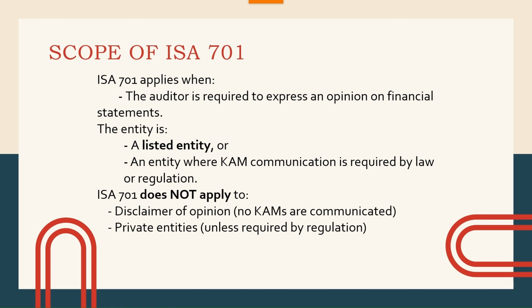The scope of ISA 701. ISA 701 applies when the auditor gives an opinion on the financial statements of a listed company. It also applies when law or regulation requires reporting of key audit matters. This standard does not apply in case of a disclaimer of opinion. It also generally does not apply to private companies unless required by regulators. Let's move forward. What are key audit matters actually?